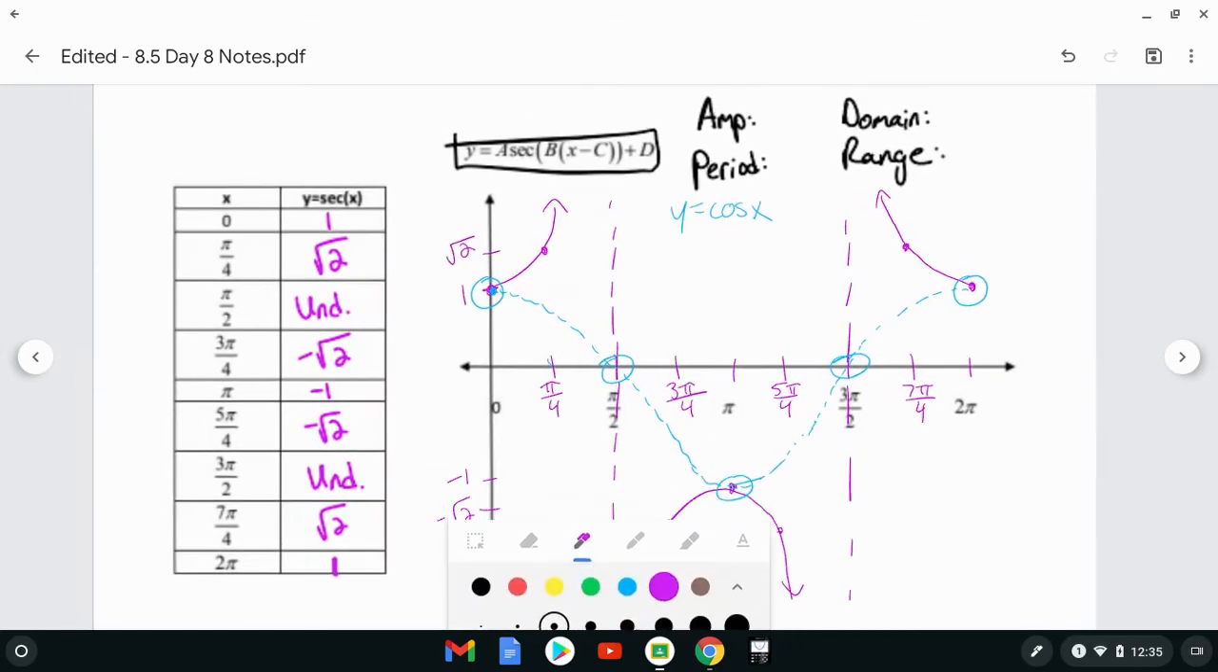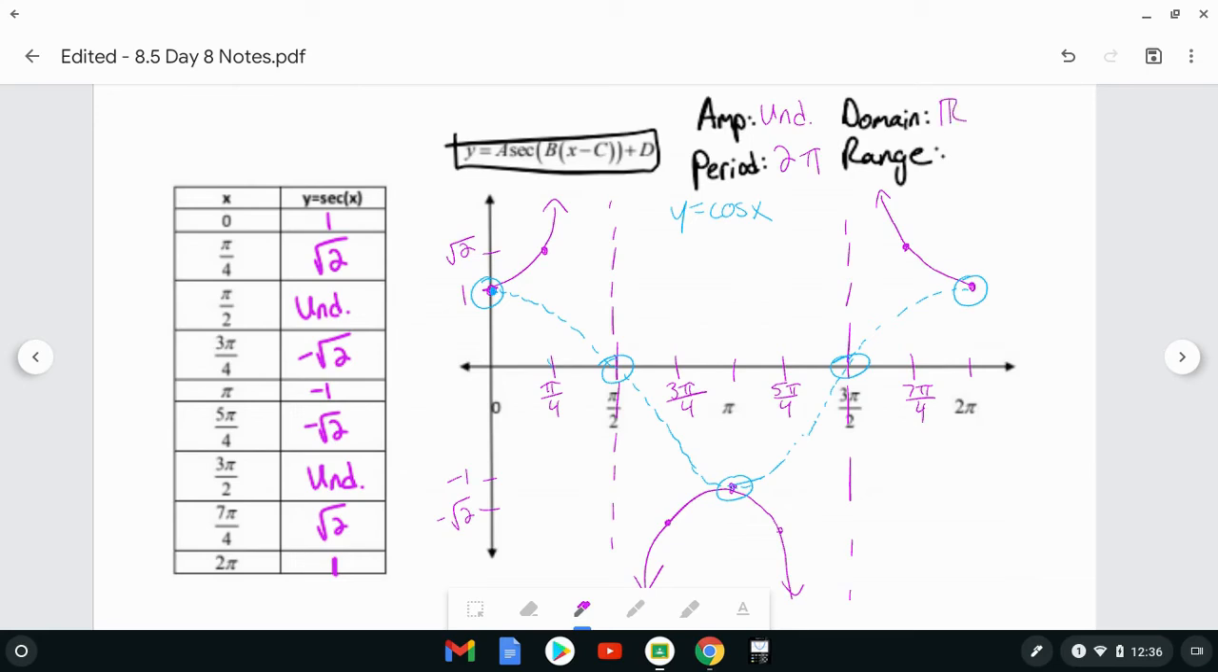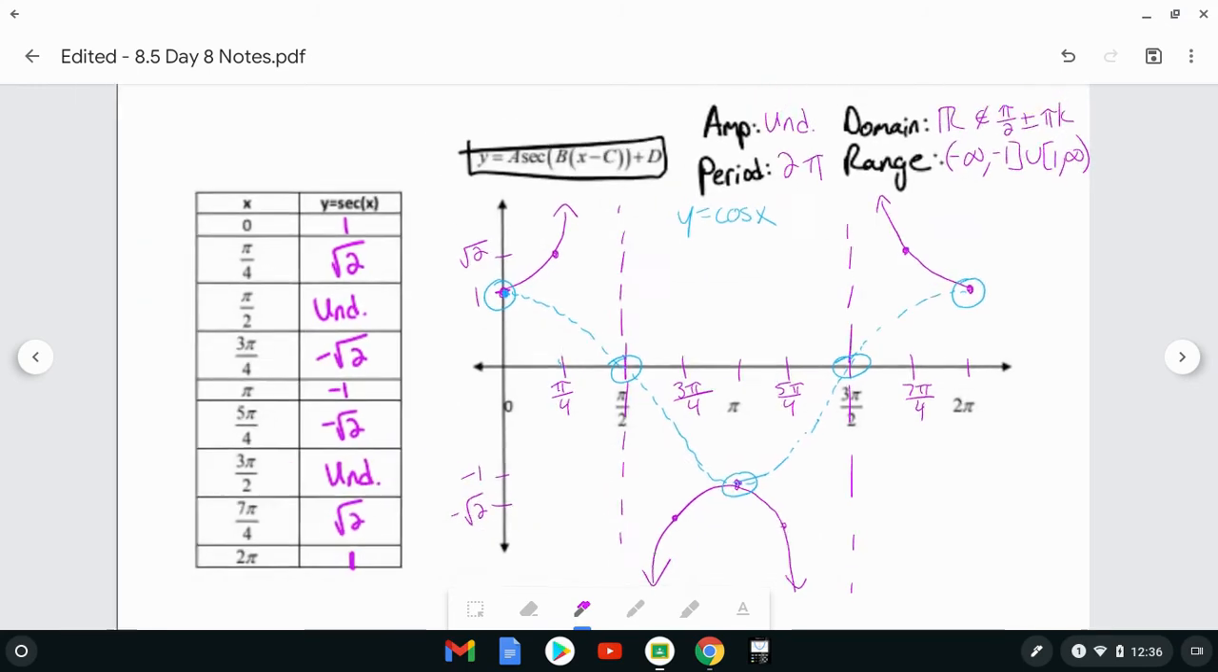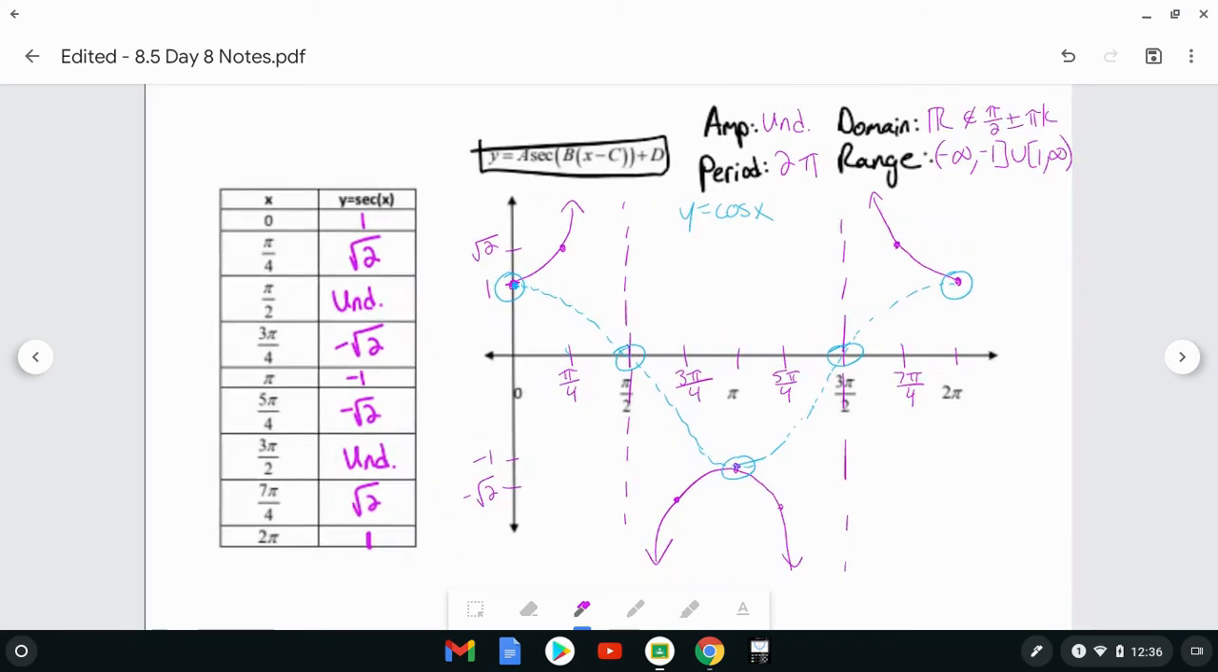So if we go ahead and identify the amplitude, again, it would be undefined. The period is still going to be 2 pi because it's going to take 2 pi units to cycle through once. And then the domain, again, is going to be all real numbers except this time our asymptotes start at pi over 2. So it would be pi over 2 plus or minus pi k, because there is a new asymptote every pi units. And then the range, again, would be negative infinity to negative 1, just like the cosecant, and then from 1 to infinity. So these are the 4 remaining trig functions that we haven't graphed yet.